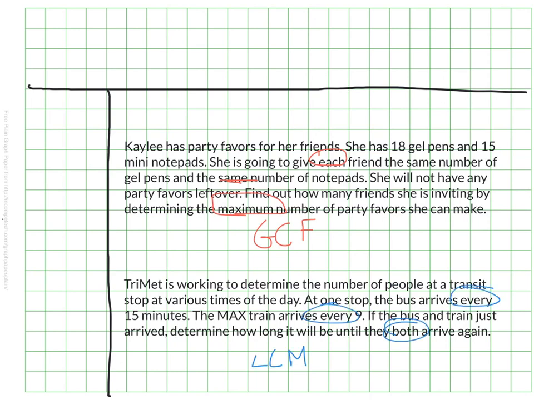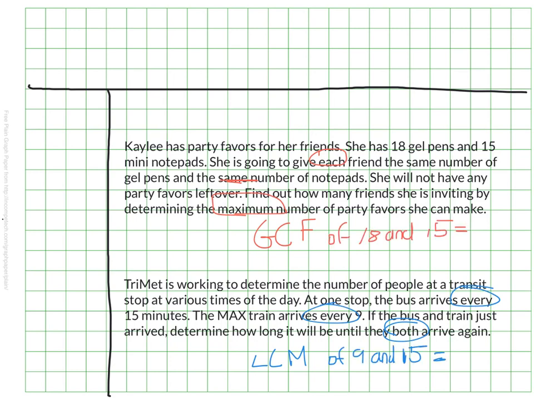Hopefully you were able to notice that the first question is asking us to split something into groups, and it's therefore factors. The second is asking when 2 things will happen at the same time, when these cycles will repeat, and it's therefore multiples.